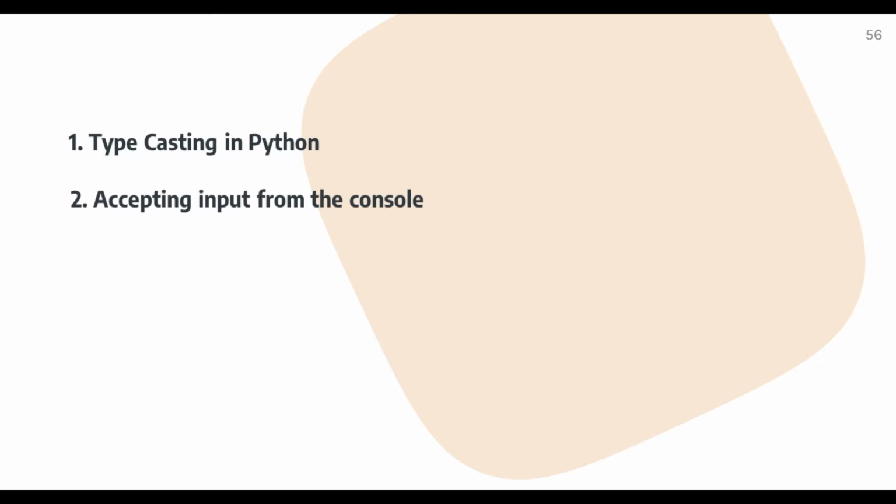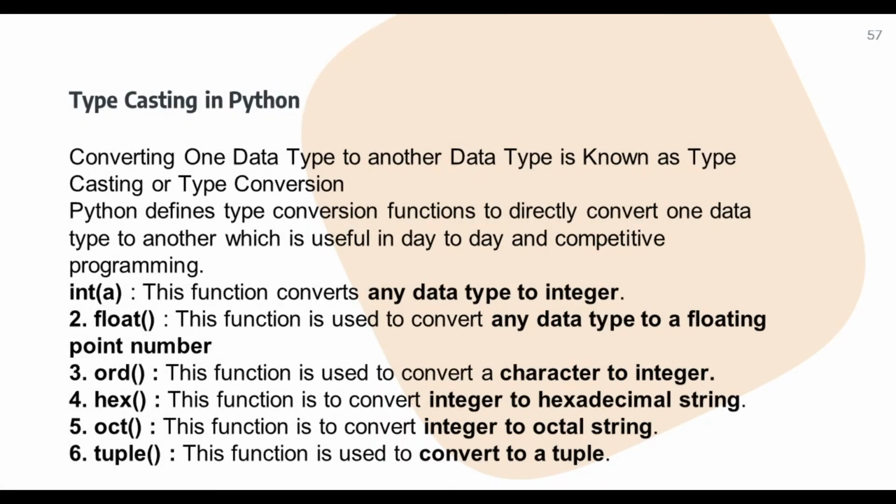Today we'll understand two important topics of the Python chapter. First, typecasting in Python, and second, accepting input from the console. So let's begin. Here we will understand what typecasting is. Typecasting is one of the ways by which we can convert one data type to another data type.